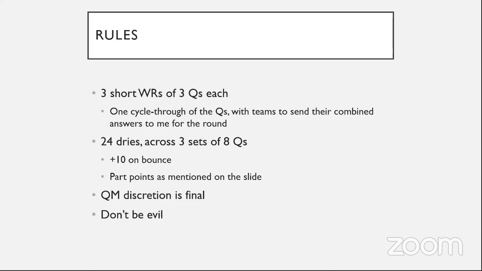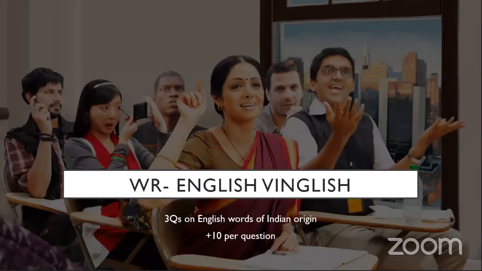Right. So since we have sufficient representation from each of the 5 teams, we'll start with the first written round. The first written round is called English, which is 3 questions on English words of Indian origin.